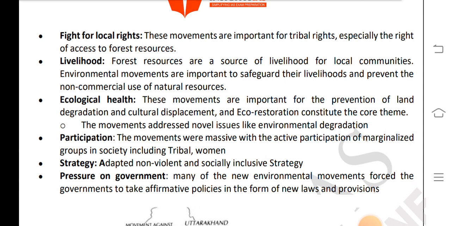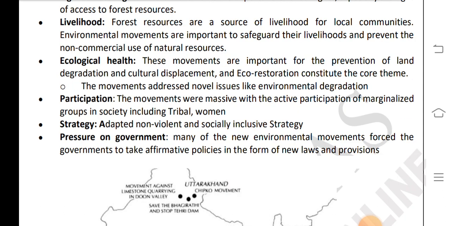Environmental movement is another social movement fighting for local rights. These movements are important for tribal rights, and especially the right of access to forest resources, livelihood and the forest. Forest resources are a source of livelihood for the local communities. Environment movements are important to safeguard their livelihood and prevent non-commercial use of the natural resources.